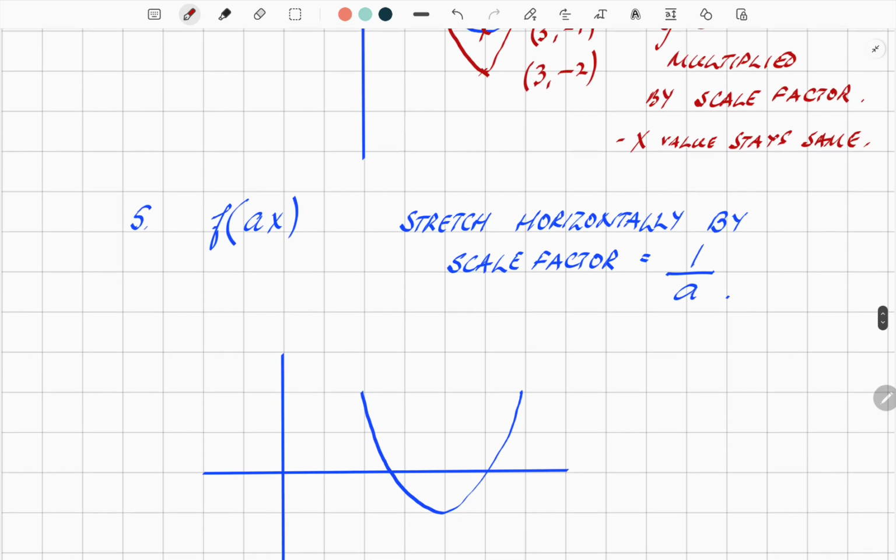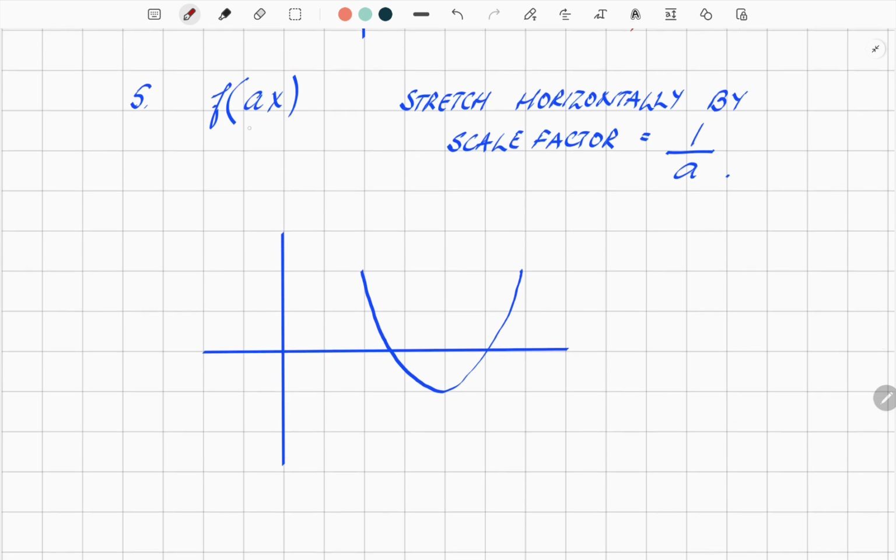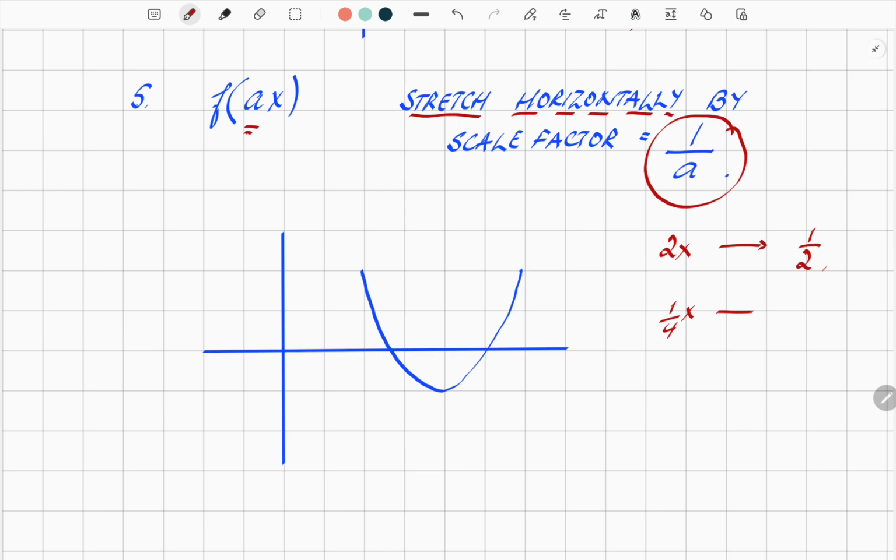The last one, the one that I think catches everybody out at some point or another, is what happens when you have the factor multiplying inside the bracket. So f of ax, all right? So this one is actually a stretch horizontally, as you might guess, but this is the trick. The scale factor actually becomes 1 over whatever the multiplier is. So if that is a, the scale factor is 1 over a. So imagine if we had 2x, that actually multiplies the whole graph by half. The x values are multiplied by half. If you had a quarter times x, it would actually multiply the graph's x values by 4. So that actually becomes a proper stretch, and the 2x becomes a compression, if you like.